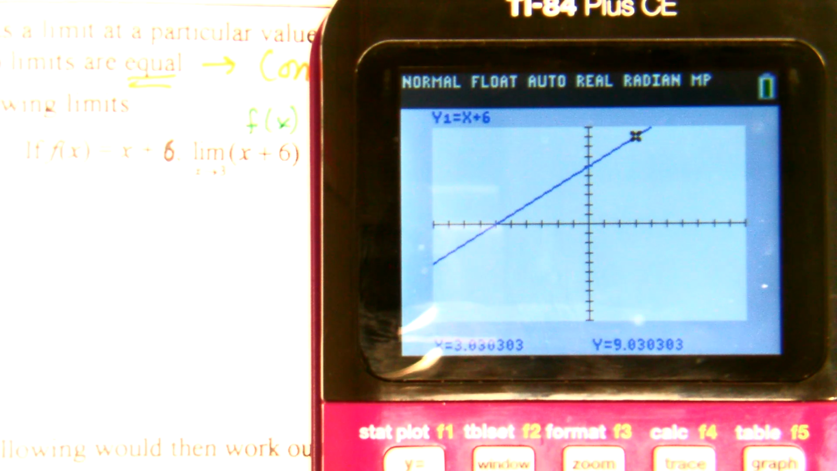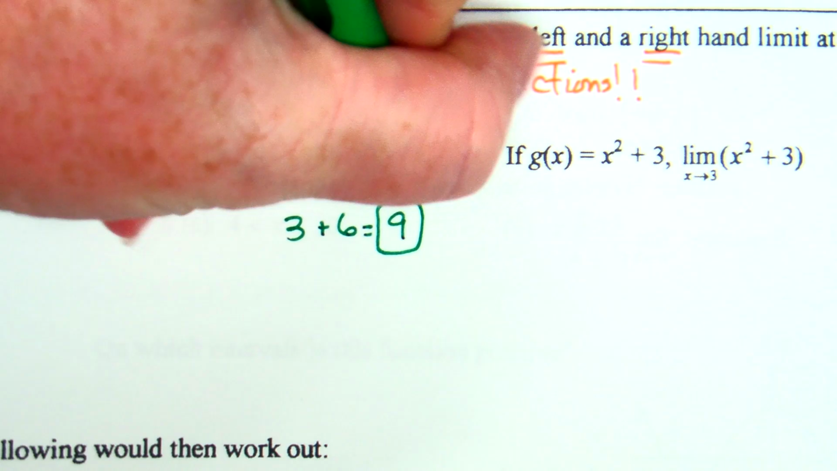A basic limit is that easy, though. If I just type in 3 on trace, at that point it equals 9. Because this is a straight line, a continuous function, when x approaches 3, it approaches whatever the y value is there. Does that make sense? So 3 plus 6 equals 9.